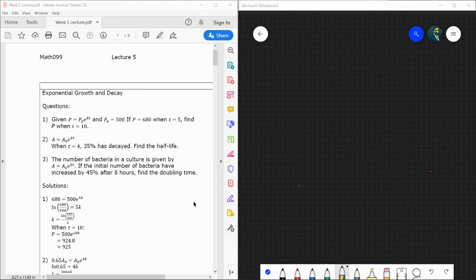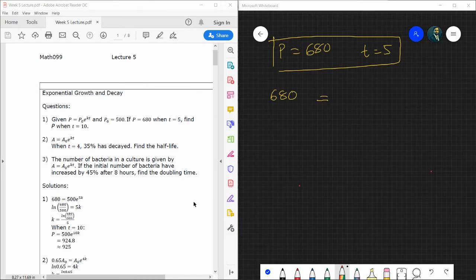Given P equals P naught e to the power kt, and P naught equals 500, if P equals 680 when t equals 5. This is crucial: P equals 680 and t equals 5. With this initial information, you can easily find k, and then use your k for modeling the rest of the questions. So what do we have? We have 680 equals 500 e to the power kt, where t is 5.